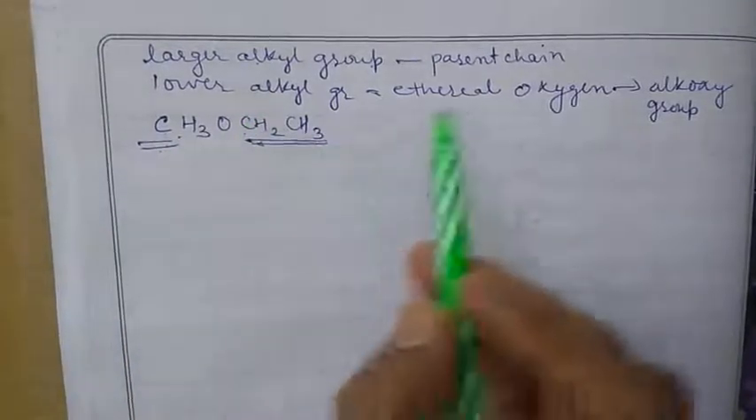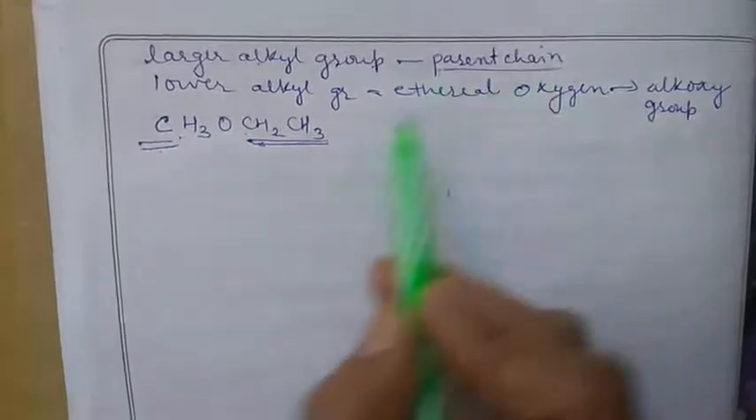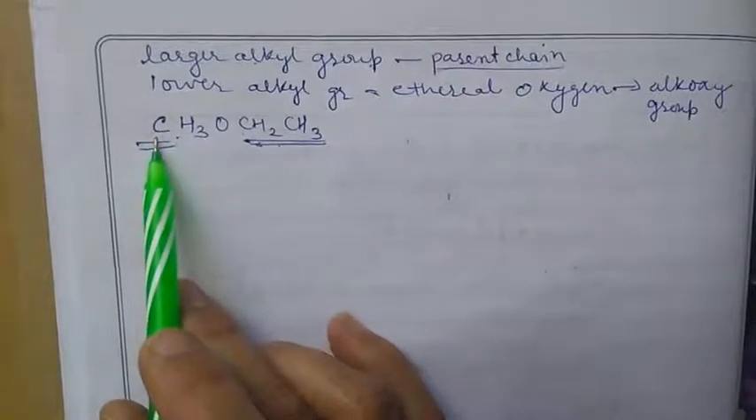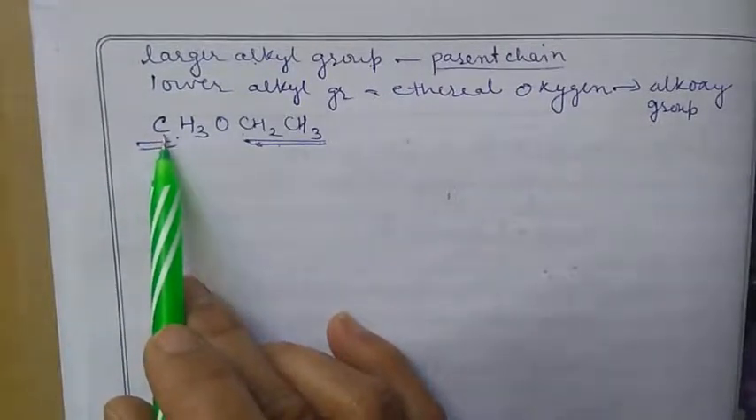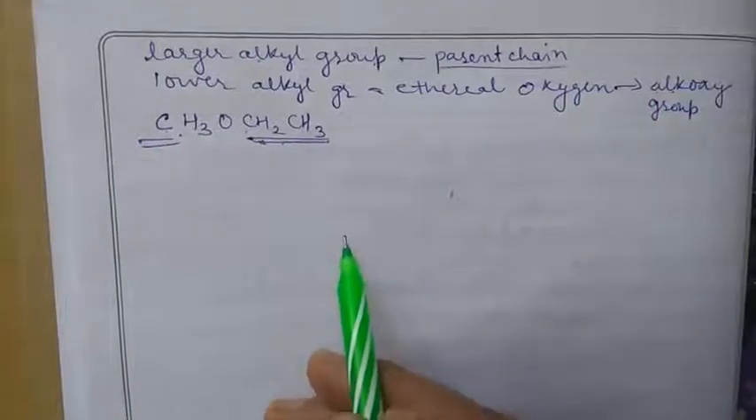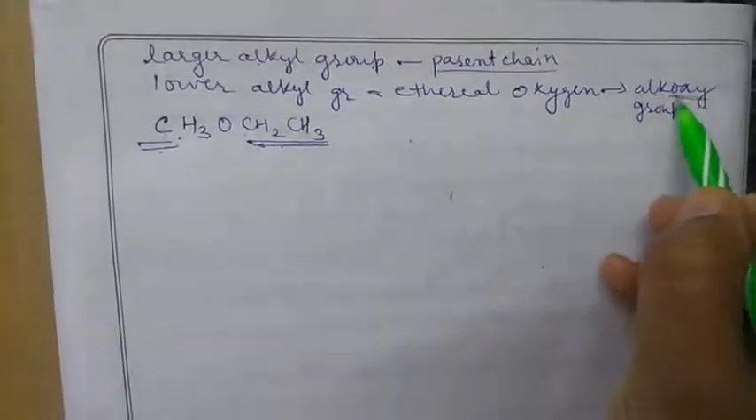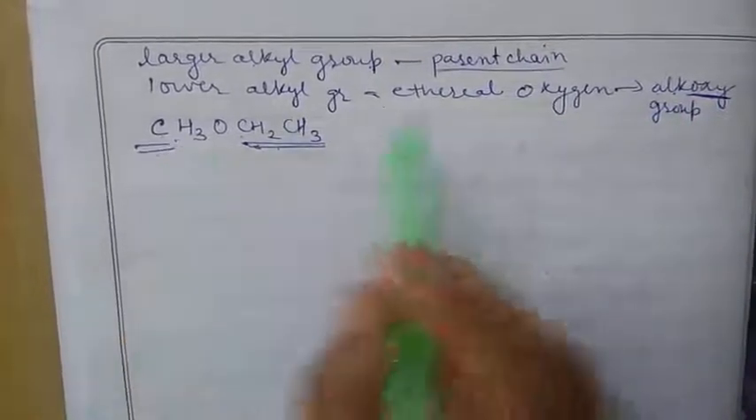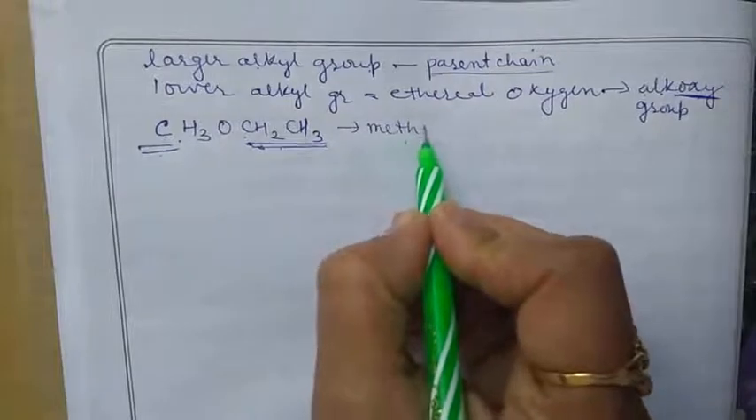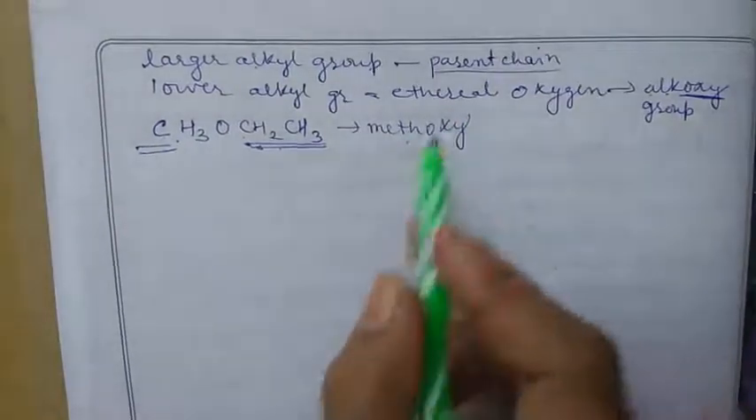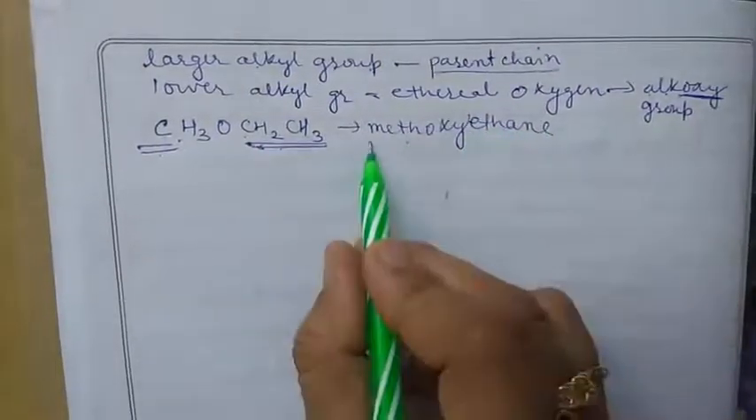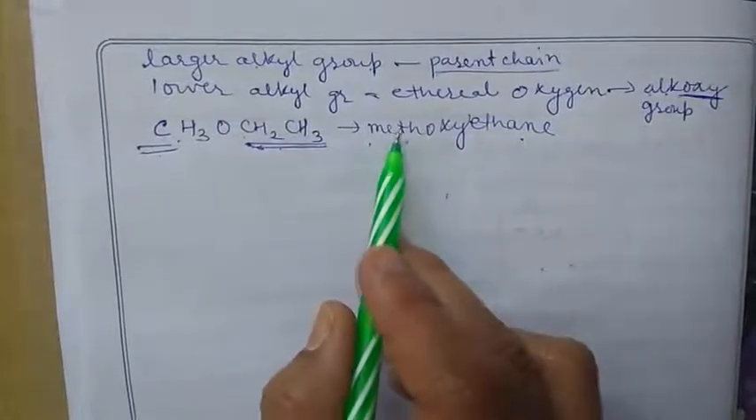So this larger alkyl group is considered as the parent chain, and this lower alkyl group is considered as a part of the alkoxy group. It means the oxy word is attached to this one. So it is methoxy, and the parent chain is ethane. So its name is methoxyethane.